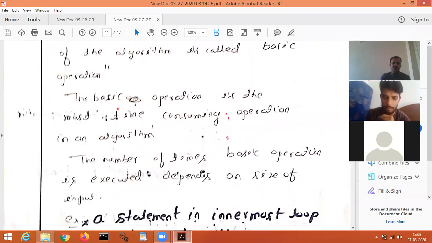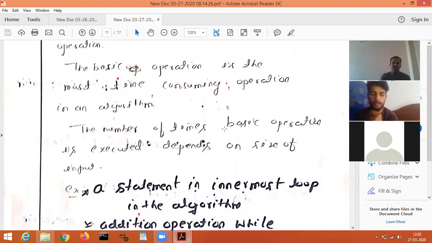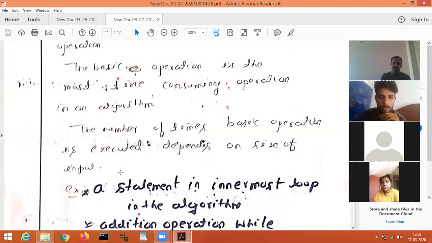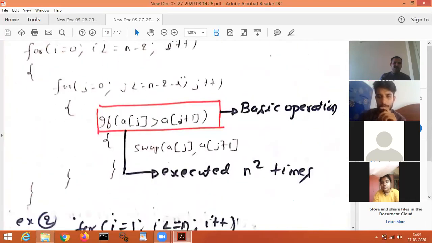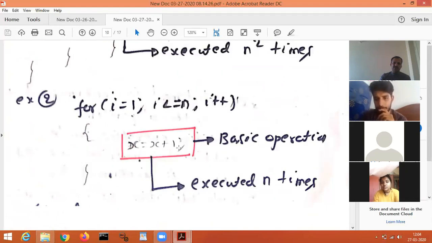The basic operation is the most time consuming operation in an algorithm. The number of times the basic operation is executed depends on the size of the input. For example, in the GCD problem, "while m does not divide n" is the basic operation. As the value of n increases, the number of times the basic operation is executed also increases. For example, if n is equal to 100, how many times will the basic operation be executed? 100 times. If n is equal to 10,000, how many times will it be executed? 10,000 times.